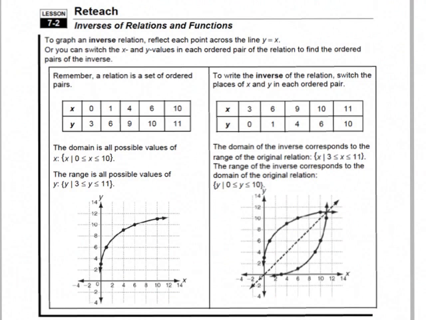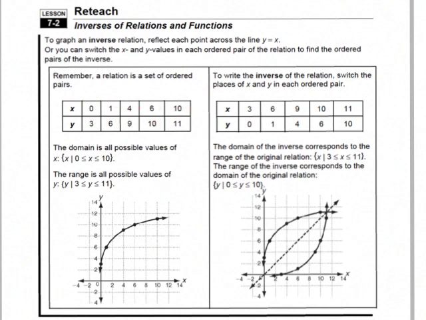Okay, now we're going to take a look at 7-2. Now, 7-2 deals with inverses of a function, okay, and also inverses of a relation. Now, first of all, let's talk about what a relation is. This is a relation right here. It's a set of ordered pairs. Now, if I want to invert this, or if I want to find the inverse of this, I simply invert each of these domains and ranges.